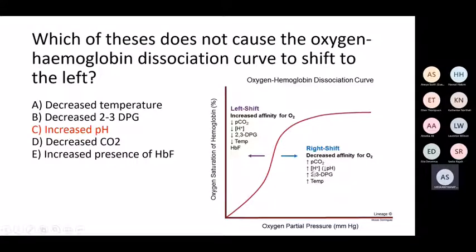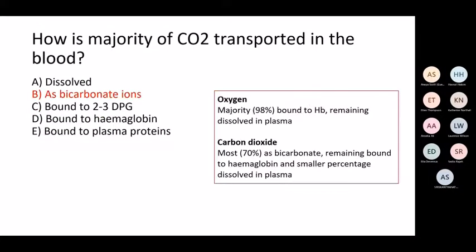Yes, so you're right. It's the high amount of hydrogen ions, not the high pH, sorry. So decreased pH would be the option. I'll make sure I change them on the slides and the handout. Any other questions?